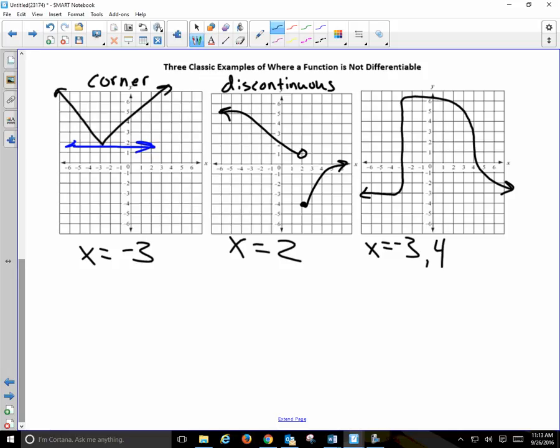If you were to draw the tangent line, what kind of line would it make? A vertical line. And what is the slope of a vertical line? Undefined. So you cannot have an undefined value. So anytime you have what we call a vertical tangent, you cannot take the derivative. So those are the 3 classic examples.